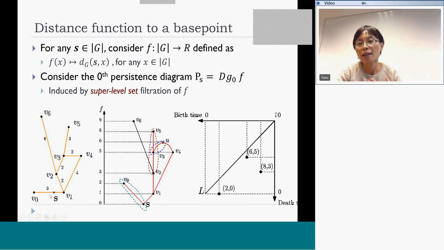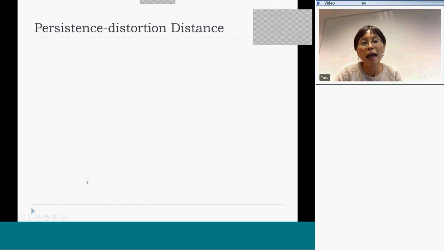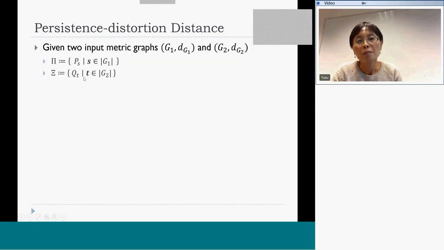Or we can also say that this is a summary of how the graph looks according to the base point F. Okay, and now we basically perform this for all the possible base points in the graph. So this gives two collections of persistence diagrams. All the base points in G1 give us a collection Pi. All the persistence diagrams induced from all base points in G2 give me Psi.